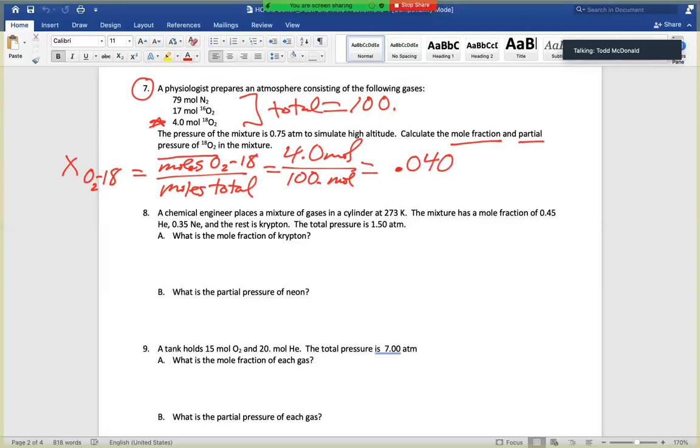Question becomes, what is my unit? Well, if you look closely here, moles and moles cancel out. So actually, we don't have a unit. So my mole fraction, you can think of it as 4% or 4.0%.